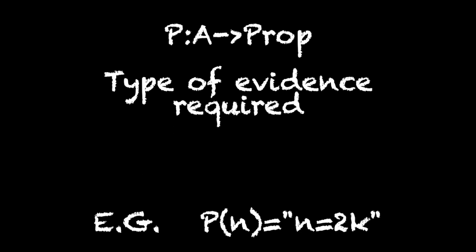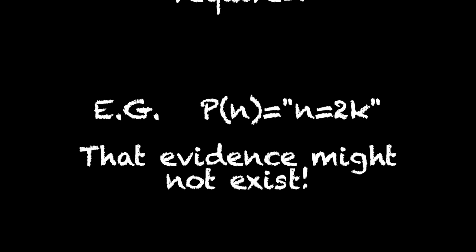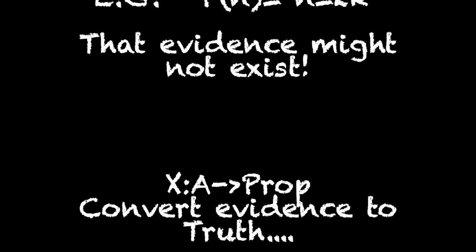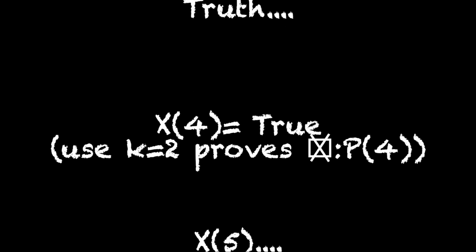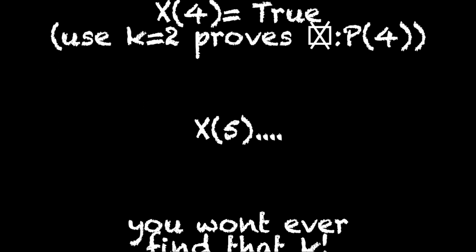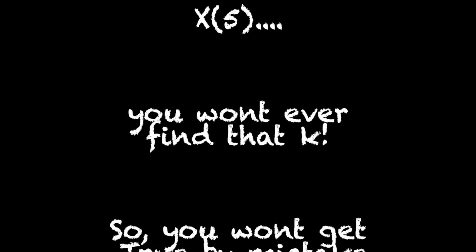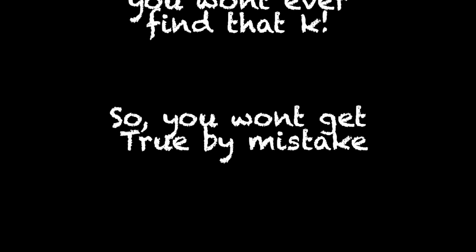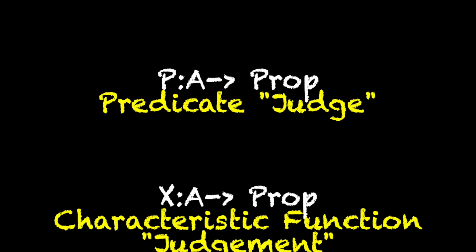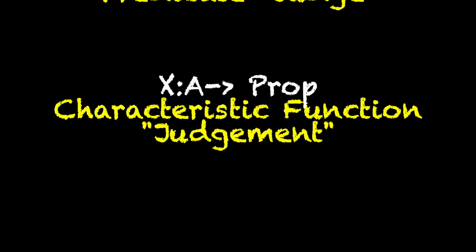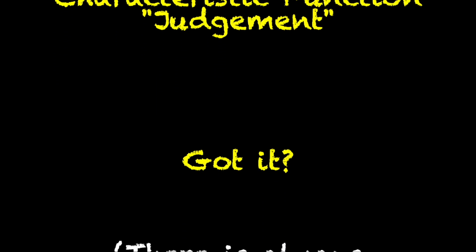For example, P of n is n equals 2k. That evidence might not exist. X from A to Prop converts evidence into truth. X of 4 is true because it is even. X of 5, you won't ever find that k, so you won't get true by mistake. P from A to Prop is the predicate, the judge. X from A to Prop is the characteristic function, the judgment. Got it? Well, there's always rewind.